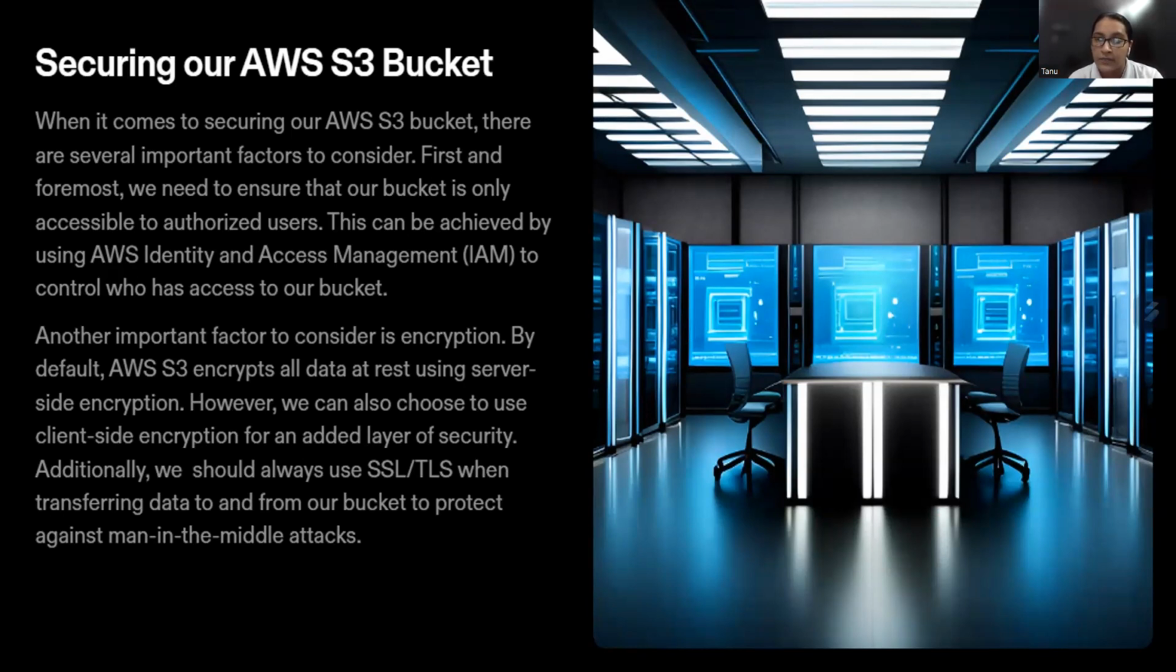In encryption, we can basically hide the data which we are able to store. By default, AWS S3 encrypts all the data at rest using server-side encryption. However, we can also choose to use client-side encryption for an additional layer of security. We should always use SSL or TLS when transferring data to and from our bucket to protect against man-in-the-middle attacks. So these are the factors of how to secure our AWS S3 bucket.